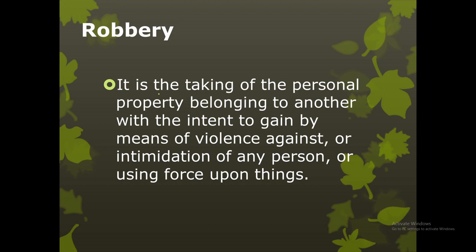So, sabi dito sa definition, robbery is the taking of personal property belonging to another with the intent to gain by means of violence against or intimidation of any person or using force upon things. So, ito yung definition na binigay ng Revised Penal Code.